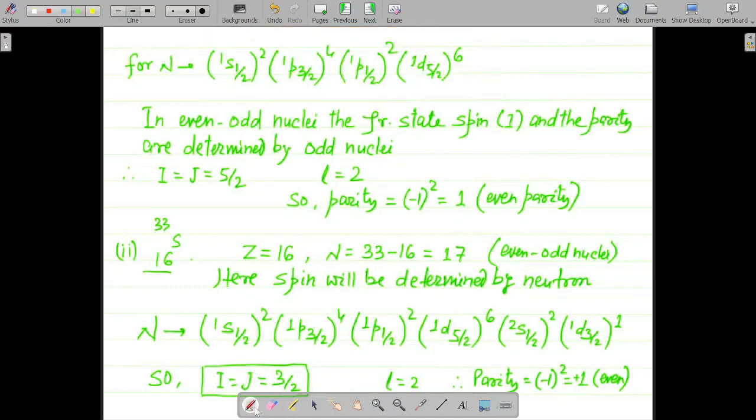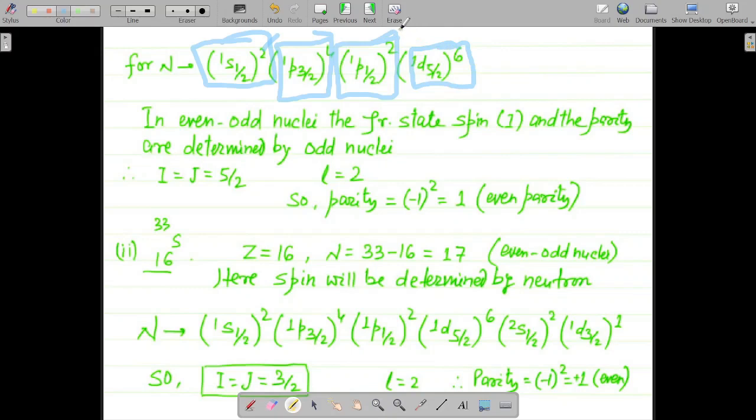So coefficients I told you. Now for neutron, this is the nuclear configuration. Let us look at this particular nuclear configuration carefully. It has 2 nucleons, so paired up. It has 4 nucleons, so it is also paired up because 4 is an even number. Over here 2 was even. Over here also 2 nucleons, 2 is even, so paired up. Over here 6 nucleons are there, so 6 nucleons means paired up once again.